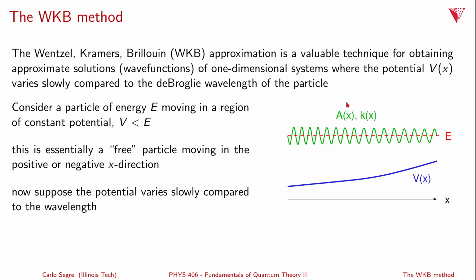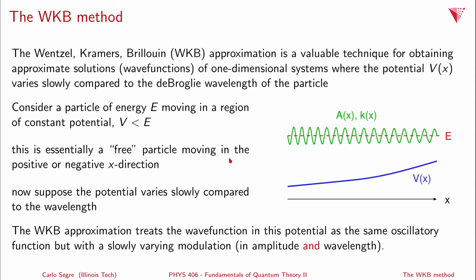And also the amplitude will change slightly if this is varying slowly as well. So it might be larger over here where the potential is much lower than the energy, and it gets smaller over here where the potential is a little bit higher and closer to the energy. The WKB approximation treats the wave function in this kind of varying potential as the same oscillatory function, but with a slowly varying modulation in both amplitude and wavelength or wave number.